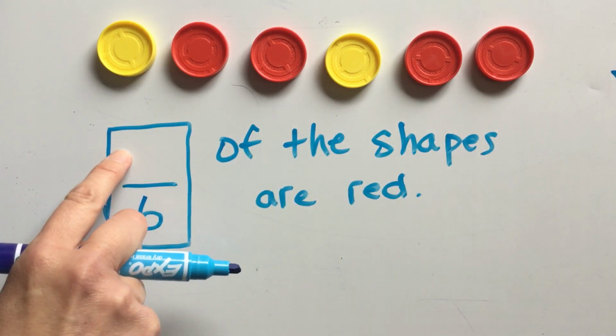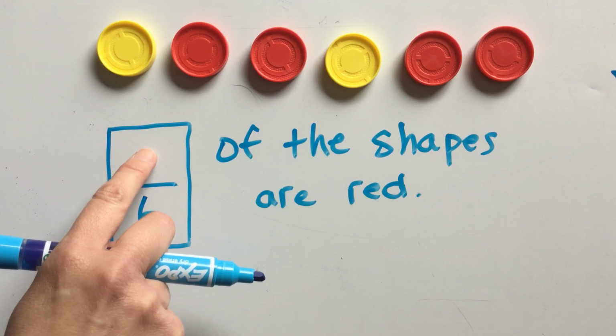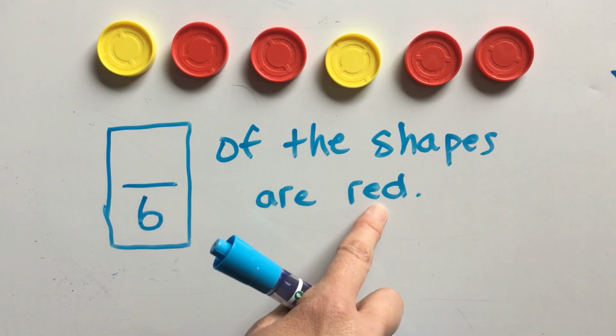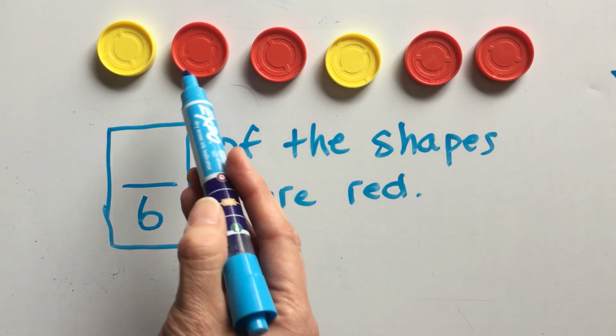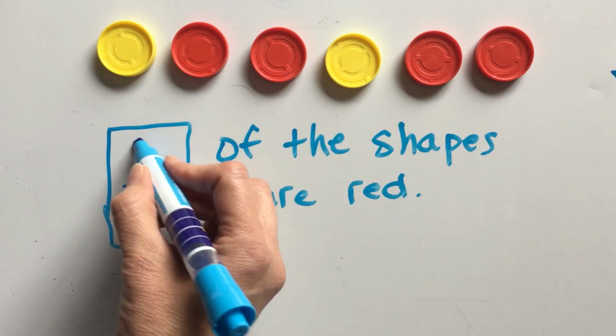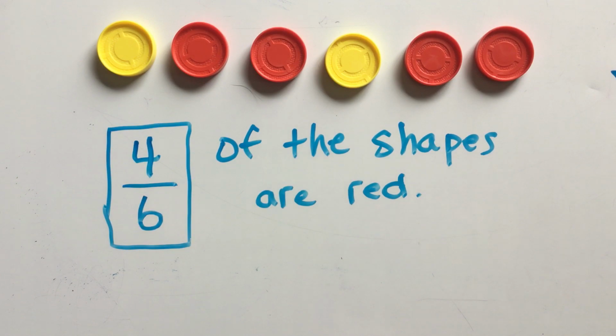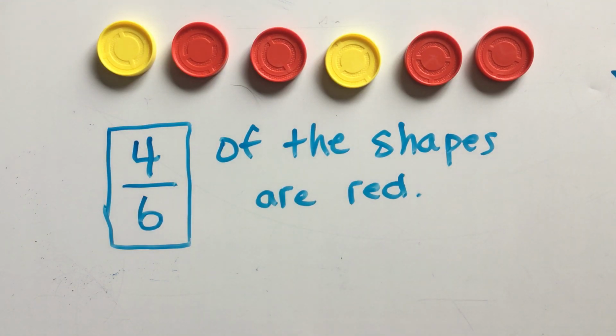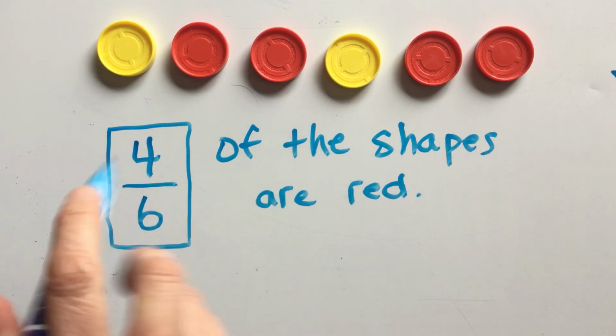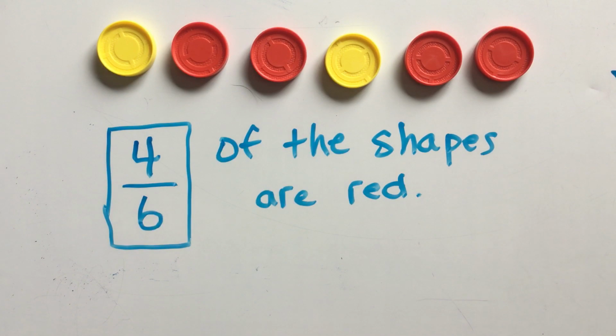The top number is our numerator. These are the things that we're counting. Right now I want to count how many colored discs are red. So now we count. 1, 2, 3, 4. 4 of the colored discs are red. So the fraction of the red discs is this. 4/6 of the shapes are red, and that's the fraction statement for the red discs in this set.